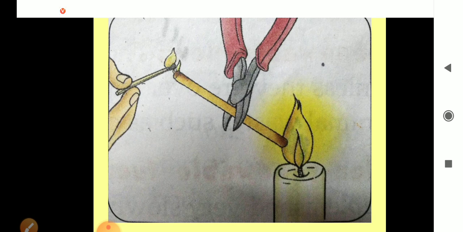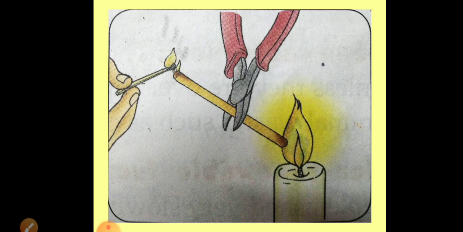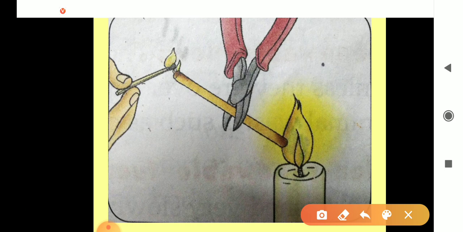Okay, let's start today's session with this practical. This is the practical to show that in a candle, the wax vapors burn to give the flame. Okay, let's start the practical. What we have to do for this practical, we need a candle, then this glass tube, and a matchbox and this plier.